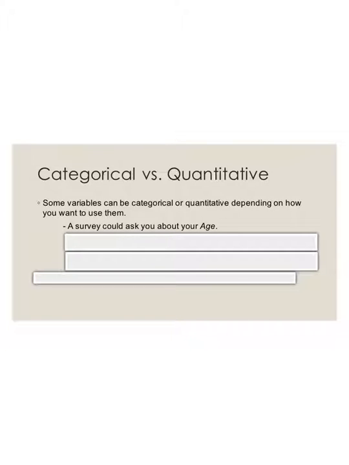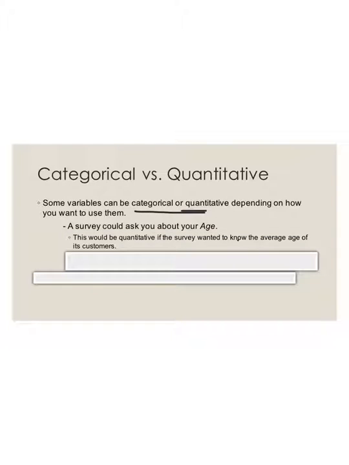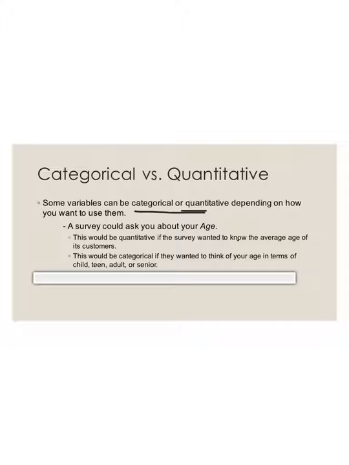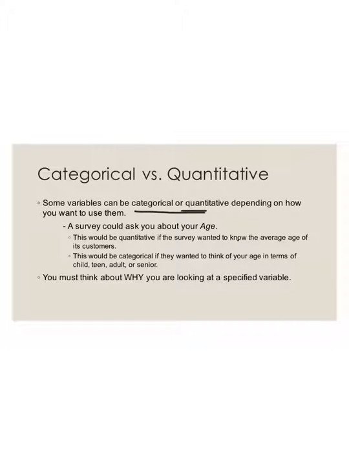Other things to note, some variables can be categorical or quantitative depending on how you want to use them. For example, a survey could ask you about your age. This would be quantitative if the survey wanted to know the average age of its customers. This would be categorical if they wanted to think of your age in terms of child, teen, adult, or senior, because it is categorized. So in other words, you must think about why you are looking at that specified variable and then make that choice.